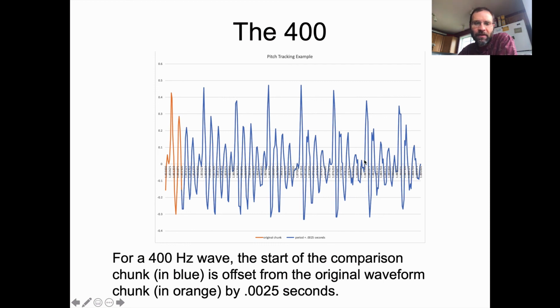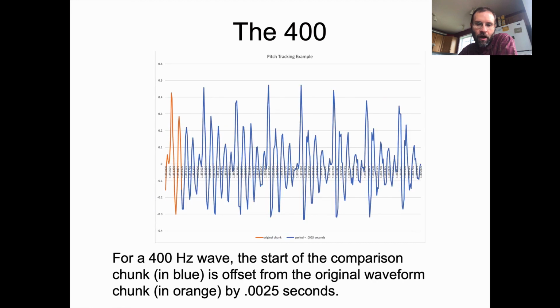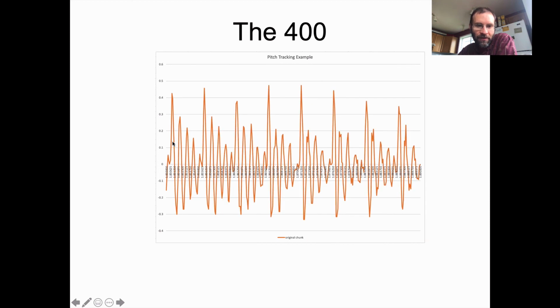And I actually simplified this a bit. This blue chunk should actually extend a little bit further over here, but to make this the exact same width as this initial graph, I've cut that out, but it will factor into the actual calculations. But this blue stuff is our comparison waveform, and this orange stuff is our initial waveform. And we're trying to figure out what F0 is at this point. Is it 100, 200, or 400 hertz?